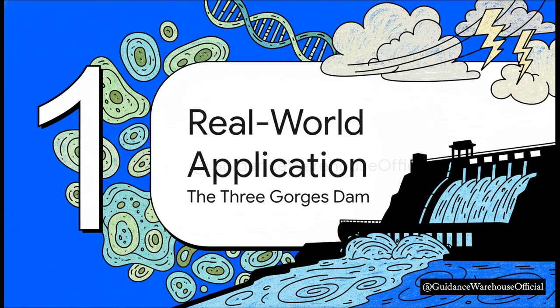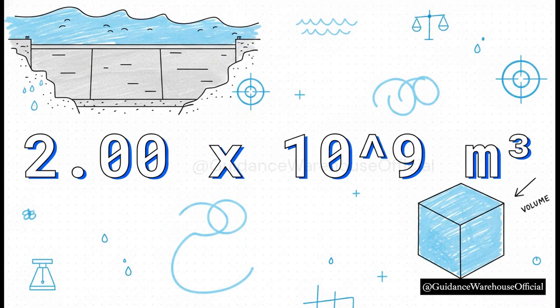Real-world application: the Three Gorges Dam. Let's scale things way up and see how this builds into massive engineering. Imagine a reservoir holding back a literal inland sea. We want to find the total mass of the water behind this dam. First, we need the volume.